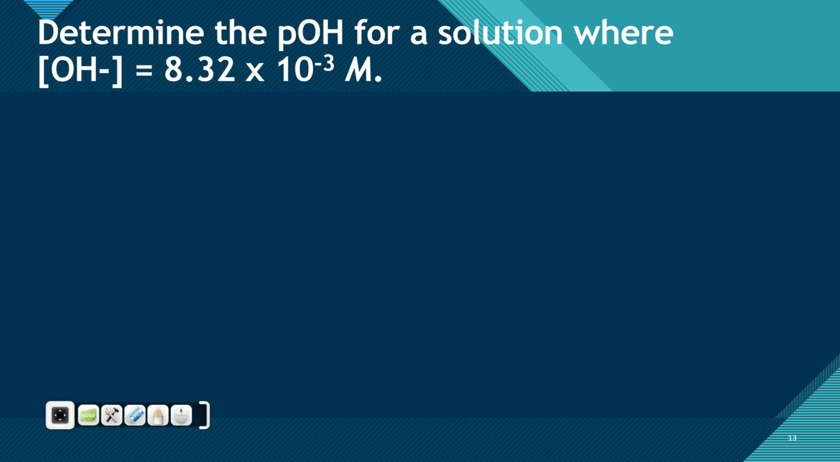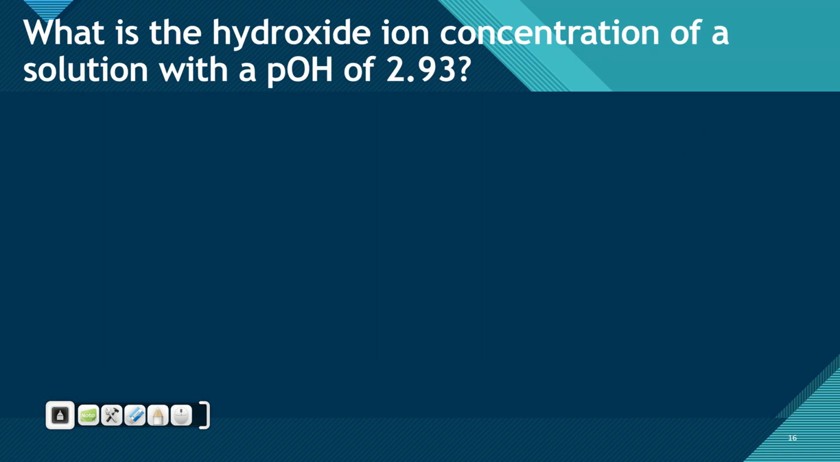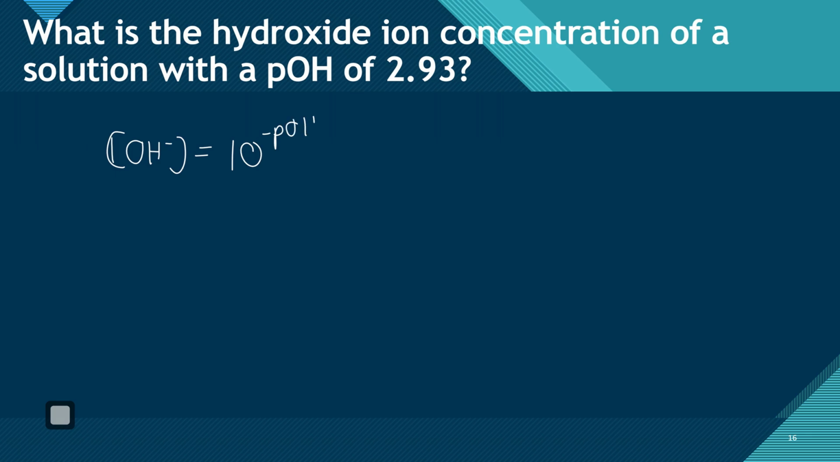Okay, I know there's one more, but we're going to skip that one. What about calculating OH minus from pOH? Same thing as going to H plus. We're doing OH minus concentration is equal to 10 to the negative pOH. So 10 to the negative 2.93. And I'm getting 1.17 times 10 to the negative third molar.